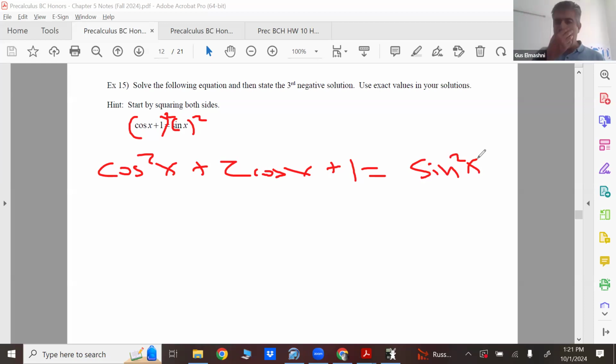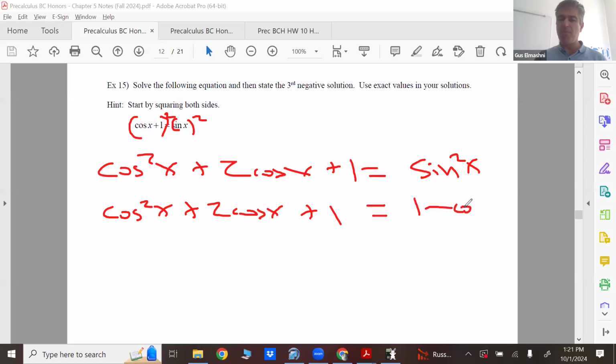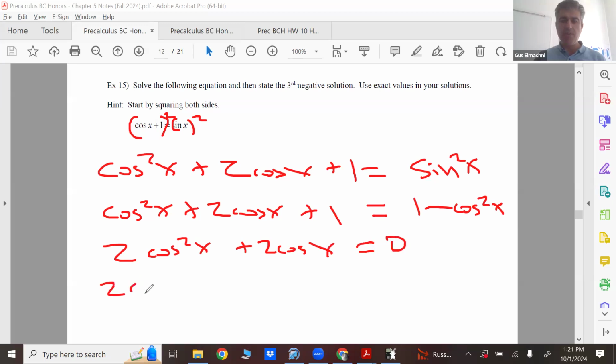Okay. Thoughts, guys? What should I do next? What should I do about the sine squared on the right side? Yeah, make it all in terms of one trig function. That's usually a good idea. And then you get this. And the ones will cancel. And you factor out 2 cos x.